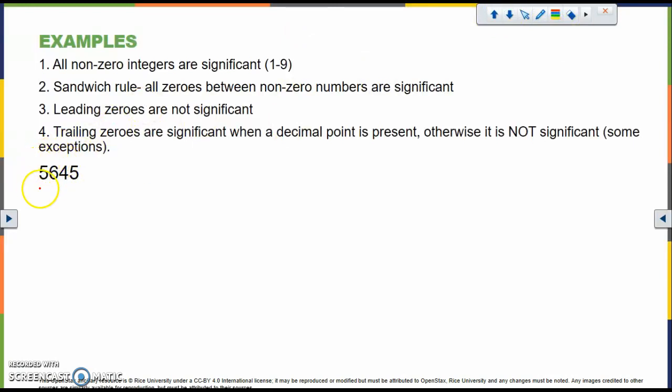5,645. How many significant figures are in this one? For this one, we have to apply rule 1. The 5, 6, 4, 5 are all non-zero numbers, so in this case you have 4 significant figures. Okay.